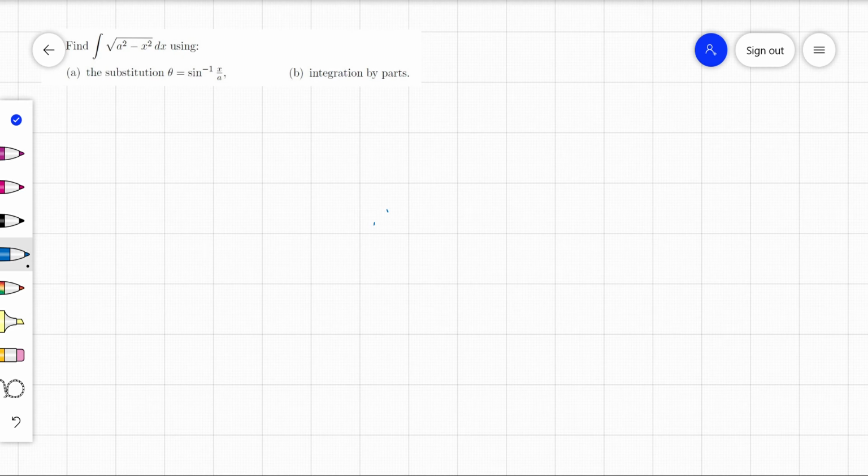So for part B of question 10, we need to integrate by parts. Now it doesn't seem to have any parts, so let's put a 1 times square root a squared minus x squared dx, and we can integrate that 1. When we integrate that 1, we get x. We leave the a squared minus x squared there, minus the integral of, we did the x.